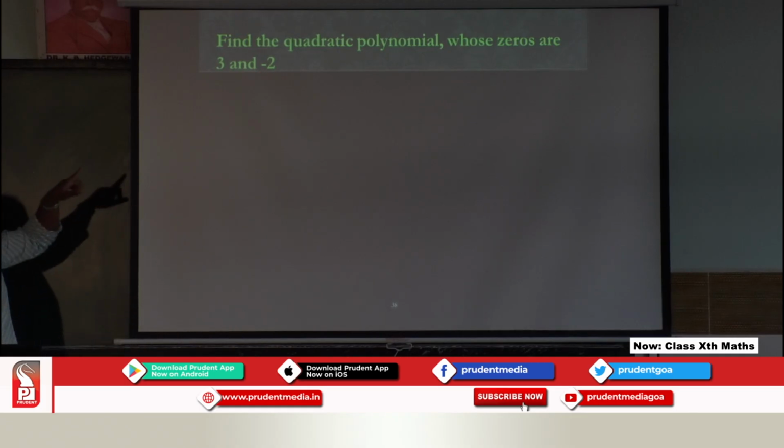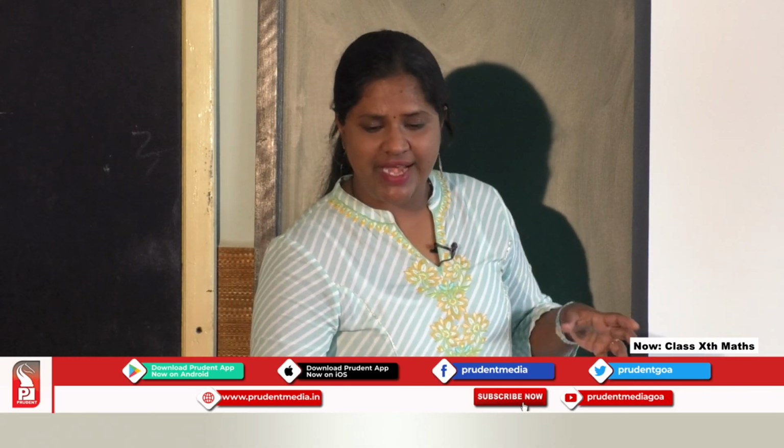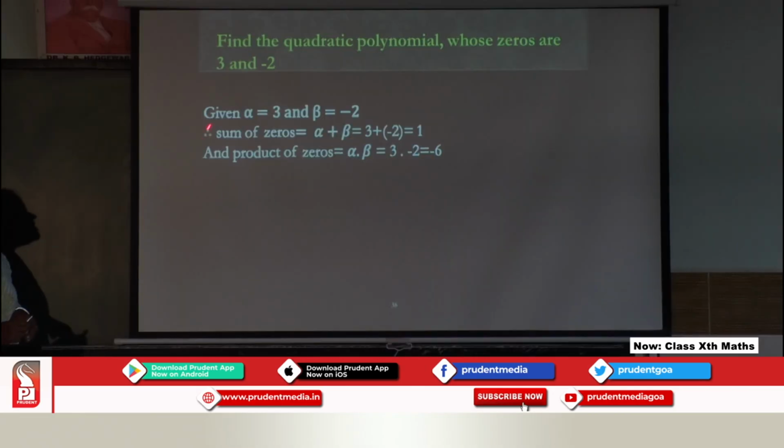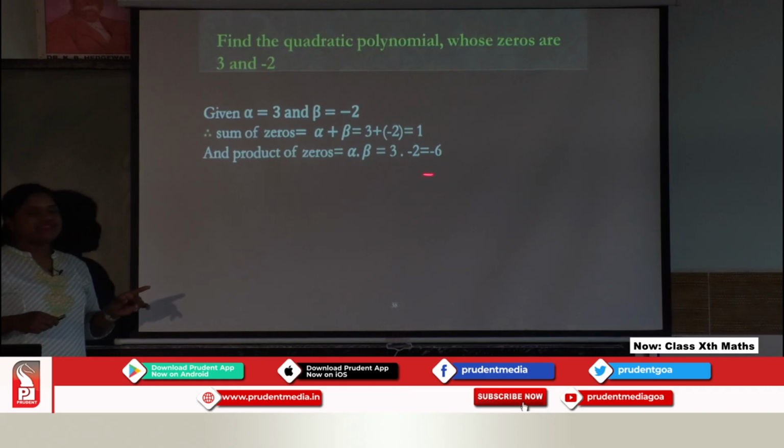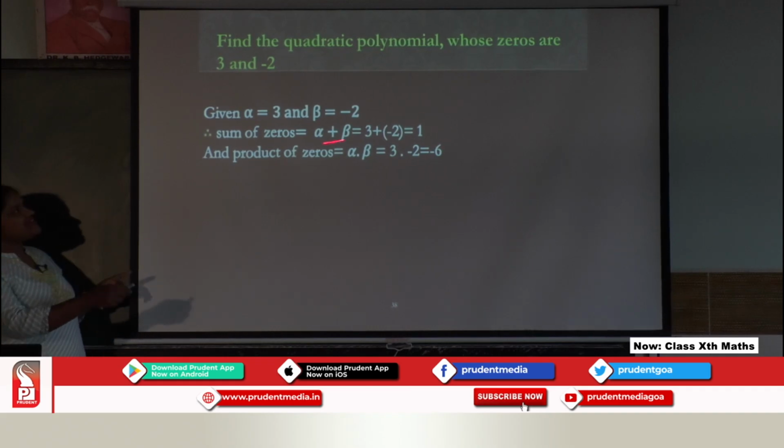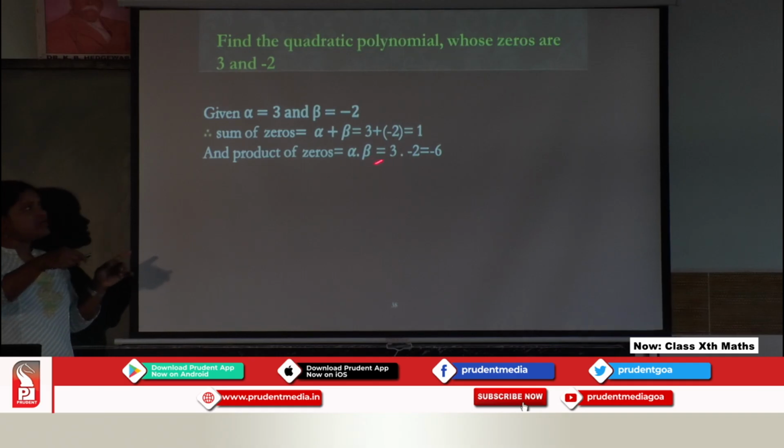So if this type of problem appears, then how to get the quadratic polynomial? Since alpha is given here as 3 and beta as minus 2, these are the zeros of the polynomial. So first let us find the sum of zeros. Sum of zeros means you are supposed to find alpha plus beta first. So it is 3 plus negative 2. So your answer is 1, okay. And the product of zeros is alpha into beta, that is 3 multiplied by negative 2, you will get negative 6.